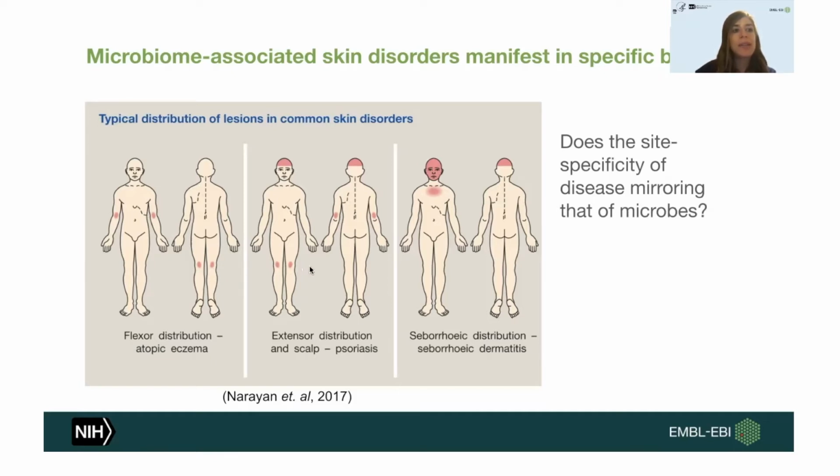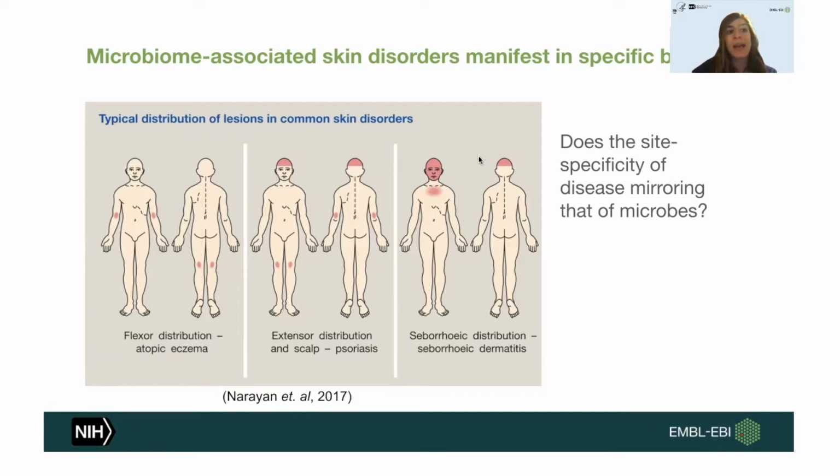In contrast, psoriasis affects things in an extensor distribution, such as the knees and the elbows. And seborrheic dermatitis, which has been associated with Malassezia species, tends to affect the scalp.